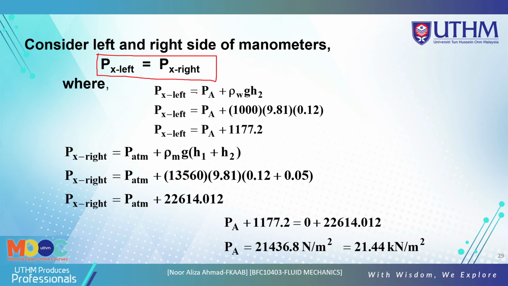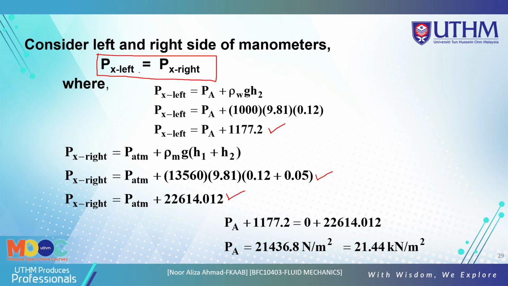So the P left includes the pressure at A plus the density of A, water, times g times H2. You just put the value here until you get PA plus 1177.2 for the pressure at left. And solve the pressure at right: it includes the P atmosphere plus the density of B, mercury, times g times (H1 plus H2). You just put the values here until you get this equation.